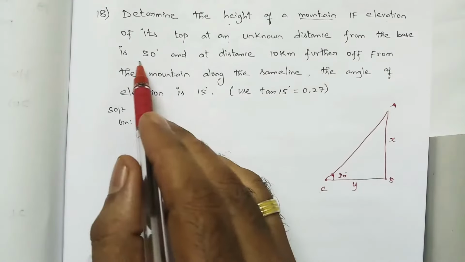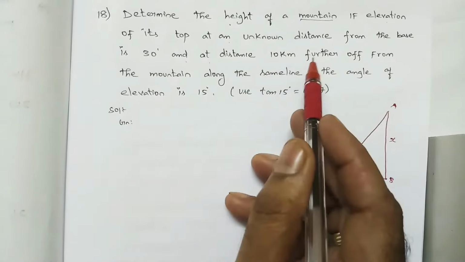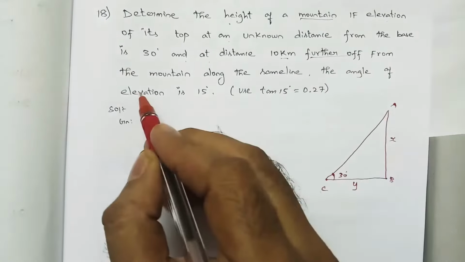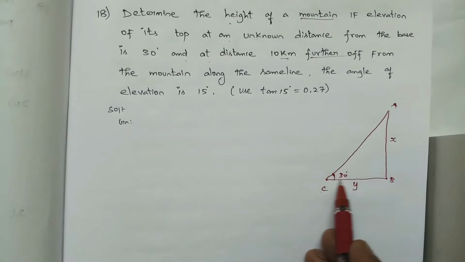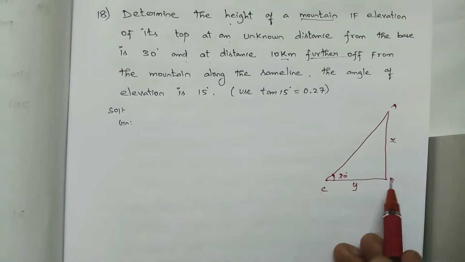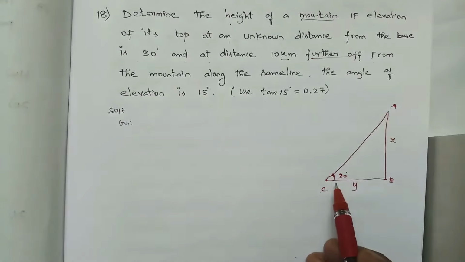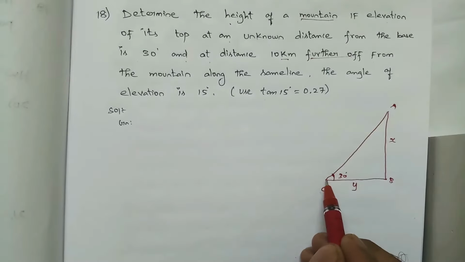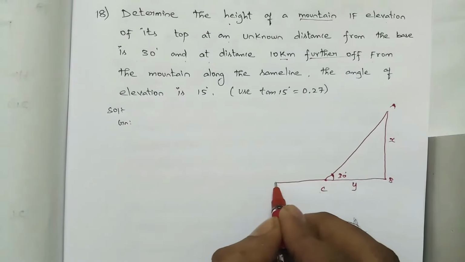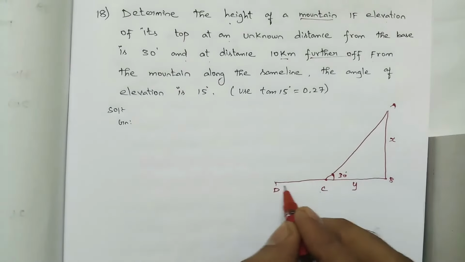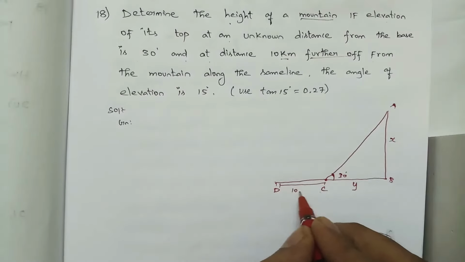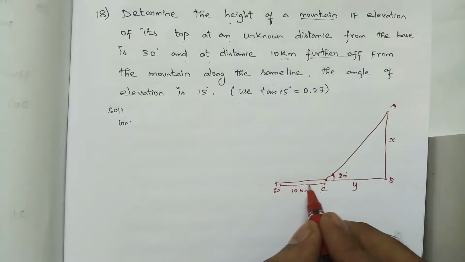And at a distance 10 km further off. This is very important. At a distance 10 km further off from the mountain. So from the mountain, further off they are moving. They are seeing the top of the mountain from there. 10 km they are moving along the same line. That means this is point D, and the distance between point C and D is nothing but 10 km, right?